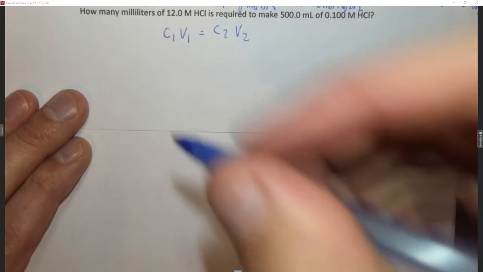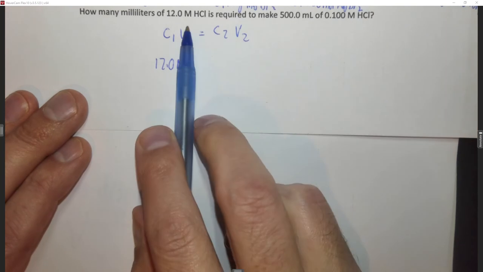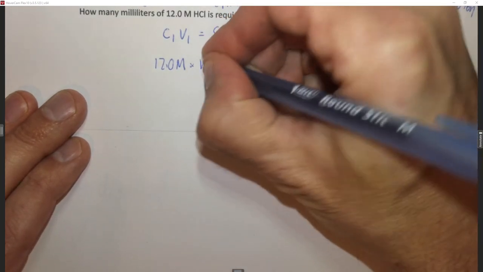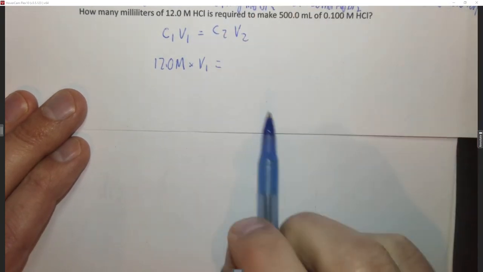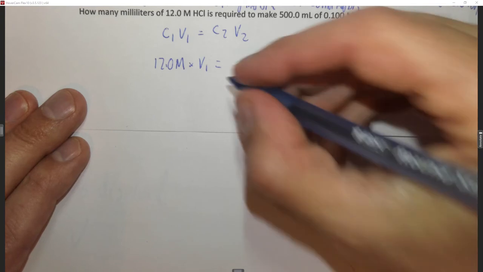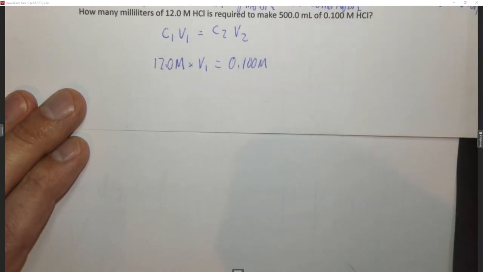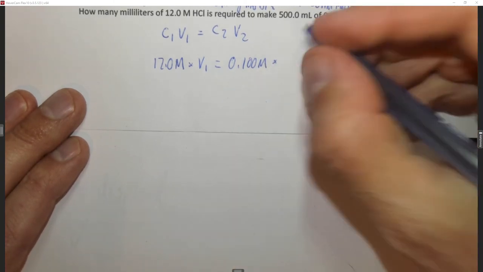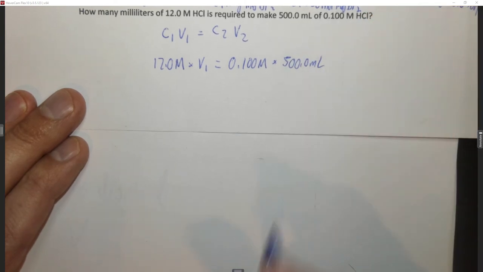So C1, the higher concentration, is the 12 molar solution that we are trying to dilute. The V1 is our X, it's our variable. I'm going to leave it as V1. C2 is our lower concentration after we do the dilution, in this case 0.100 molar. And V2 is the final volume of the 0.1 molar solution we need, which in this case is 500 milliliters.